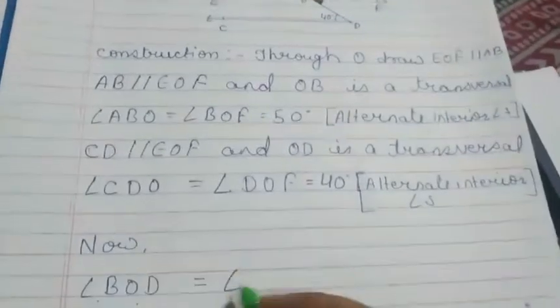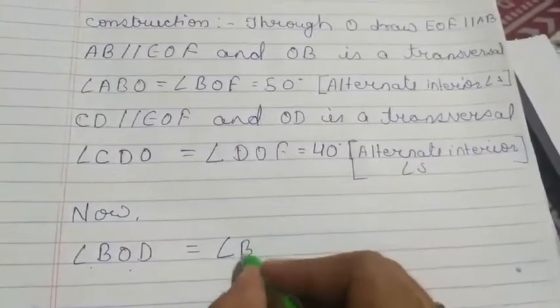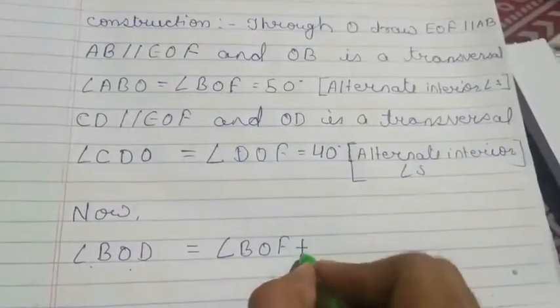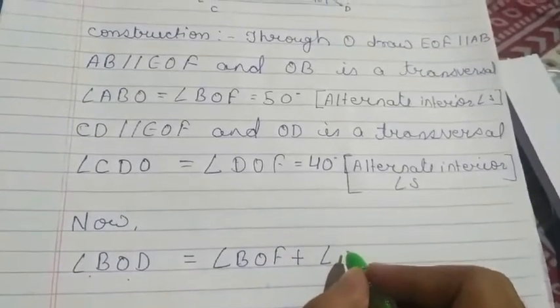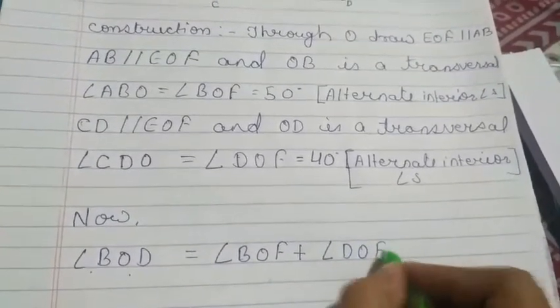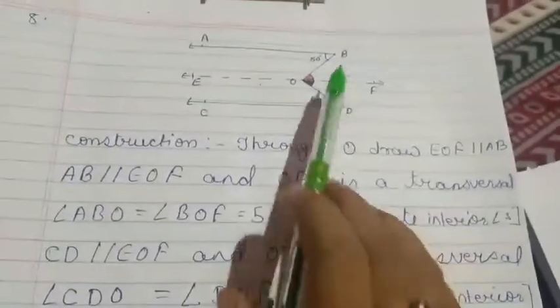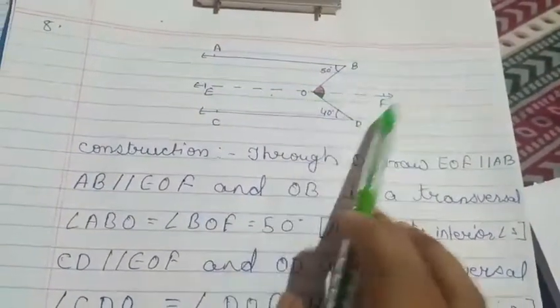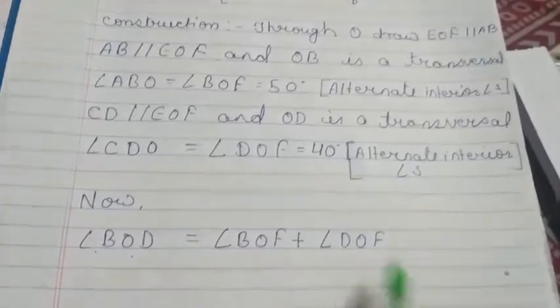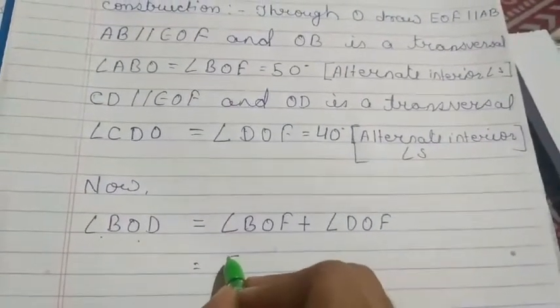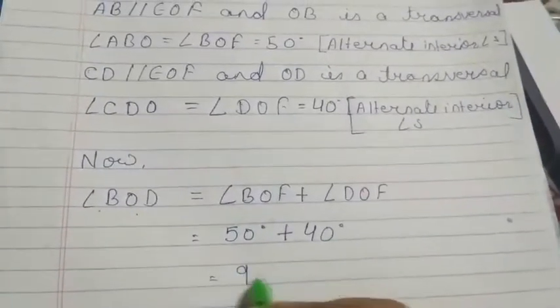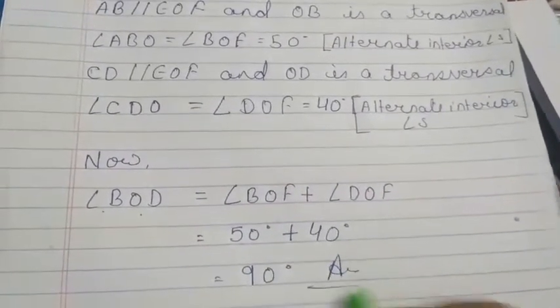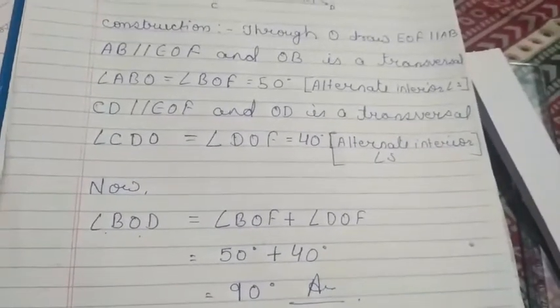So just write here angle BOF plus angle DOF. Check it here, BOF and DOF. Okay, so BOF, DOF. What the measurement of BOF? 50 degree, DOF 40 degree, and lastly 90 degree. This is your answer. Okay, easy na?